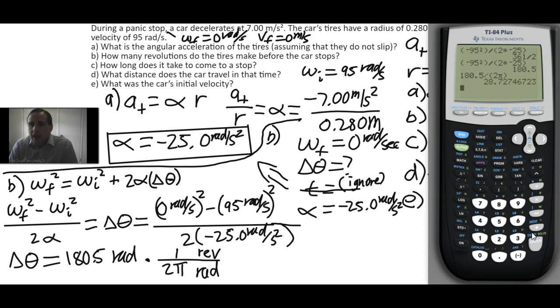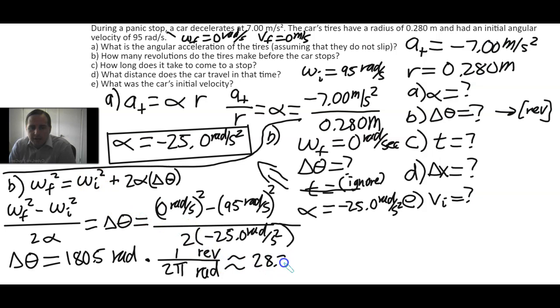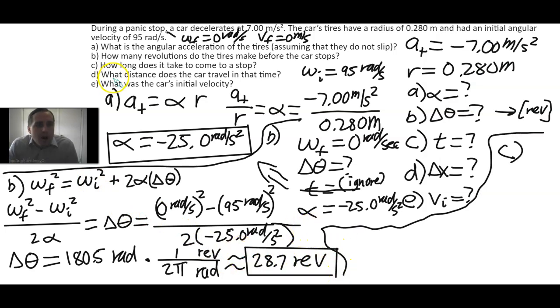So that should be 28.7 or so revolutions. 28.7 revolutions. Excellent. So that solves part B. Now on to part C.